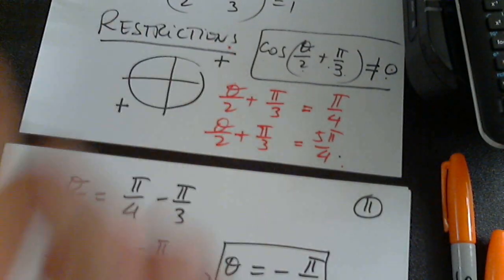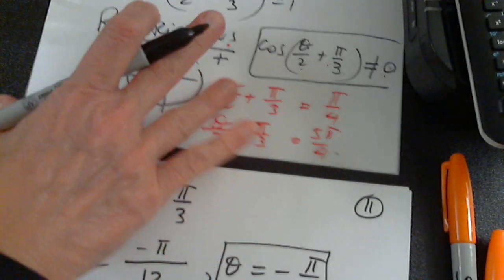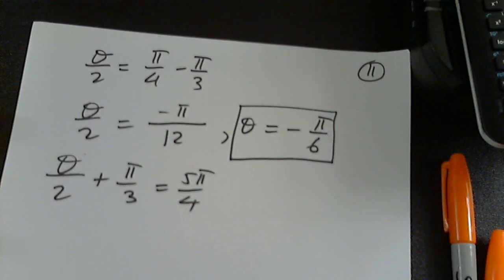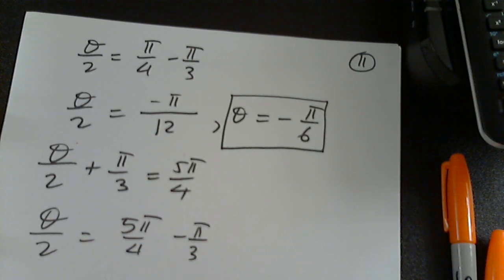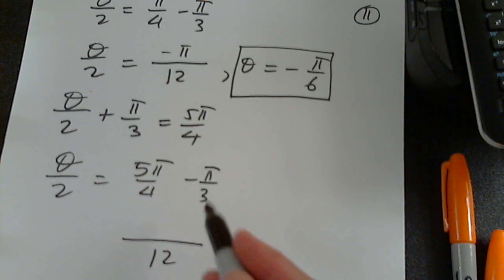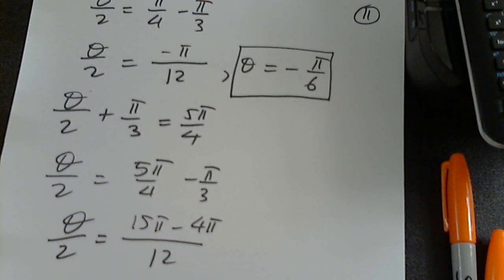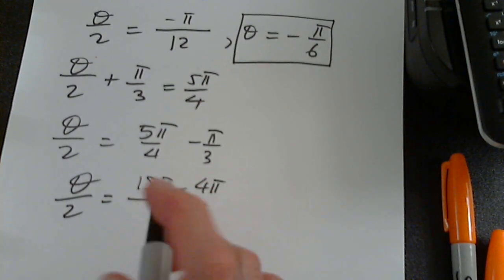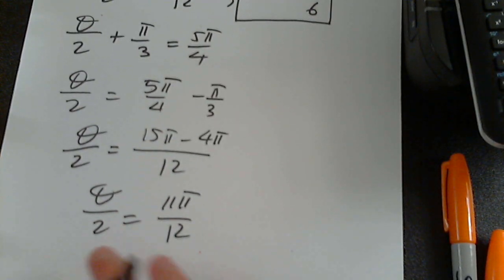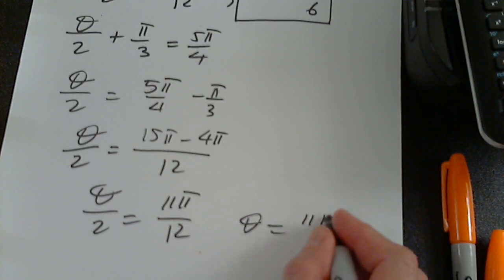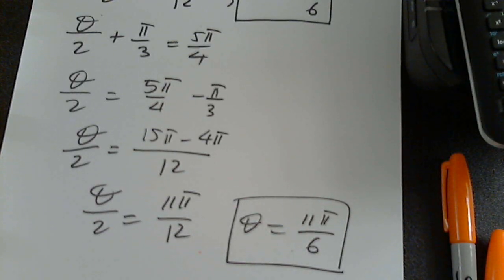The second equation is theta over 2 plus pi over 3 equals 5 pi over 4. Theta over 2 equals 5 pi over 4 minus pi over 3. Again, the least common denominator is 12. I need here 15 pi minus 4 pi, and this is 11 pi. So theta over 2 is 11 pi over 12. And I multiply both sides by 2. So theta is 11 pi divided by 6. And that's the second possibility.